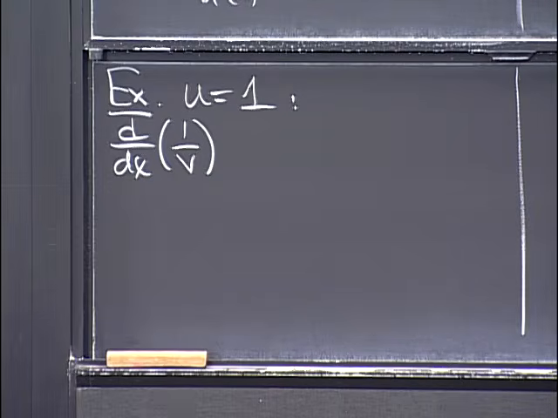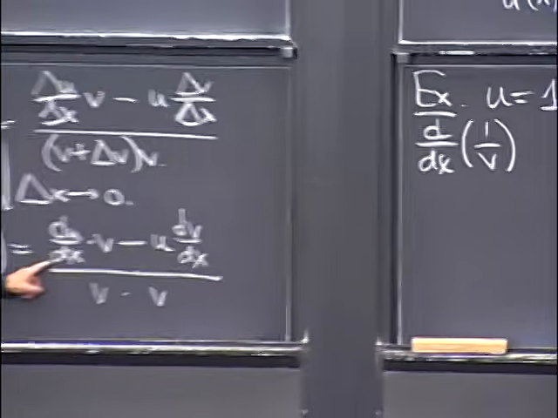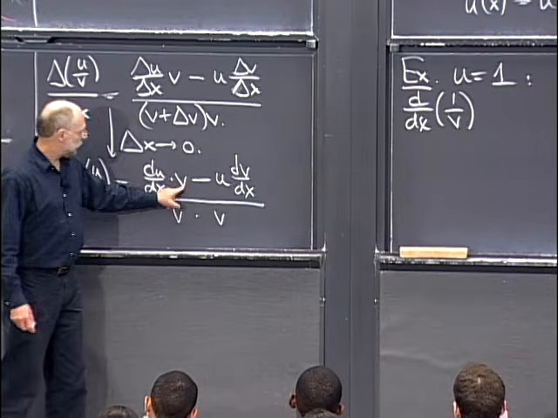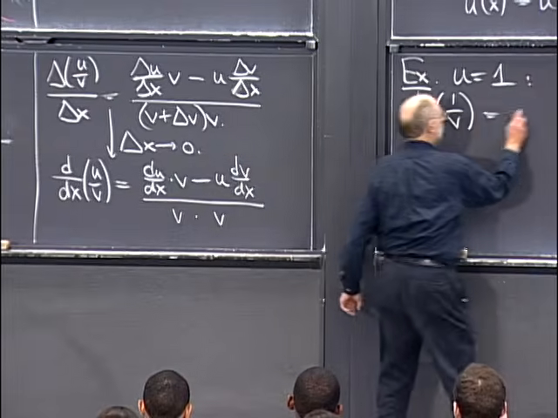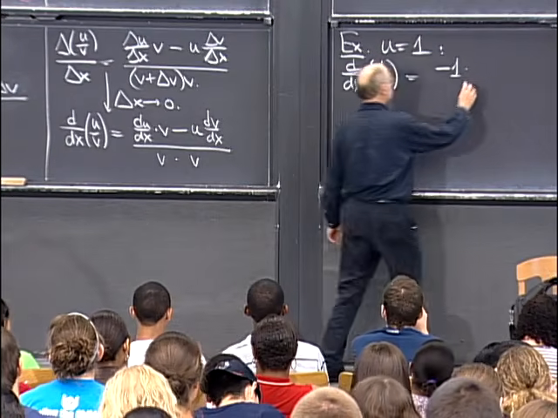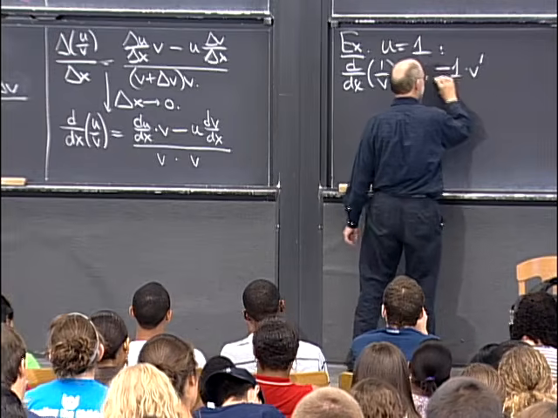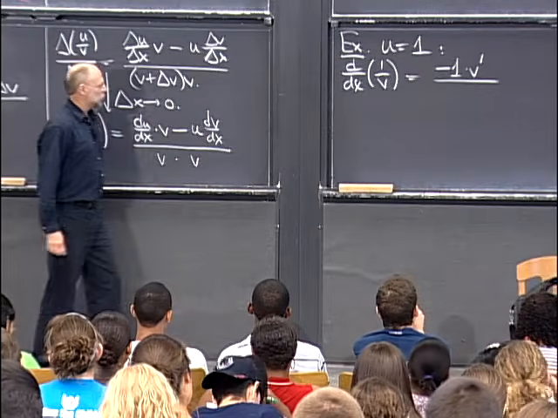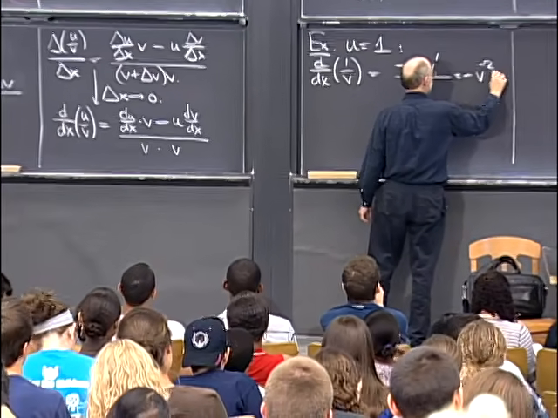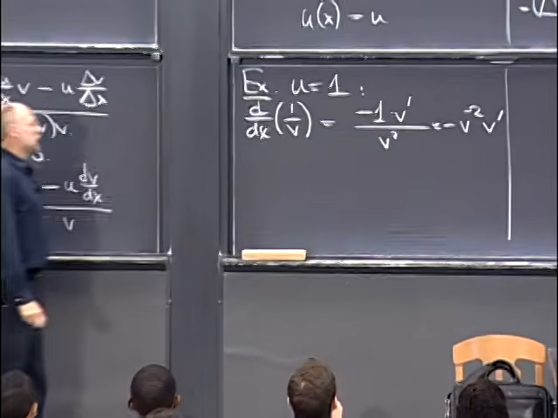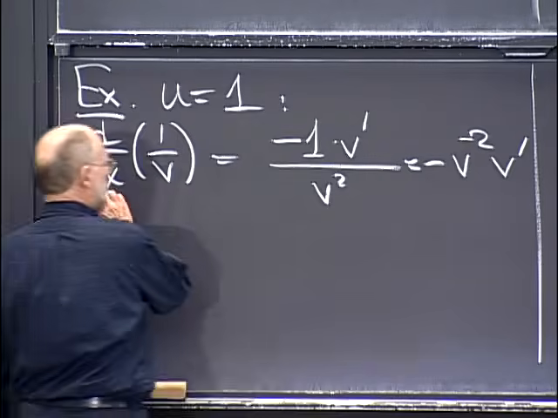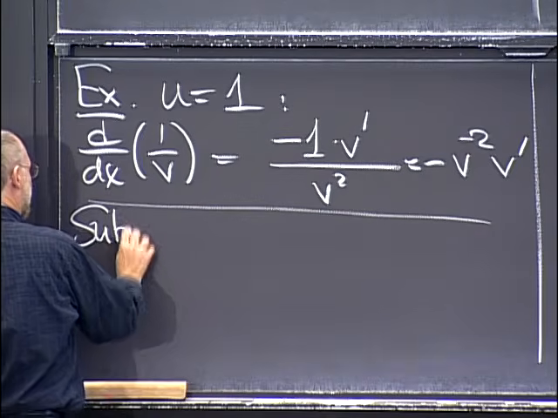Here's a copy of my rule. What's dU/dx in that case? U is a constant, so that term is 0 in this rule. I don't have to worry about this. I get a minus, and then U is 1, and dV/dx, well, V is whatever V is. I'll write dV/dx as V prime. And then I get a V squared in the denominator. So that's the rule. Minus, I could write it as V to the minus 2 times V prime. Minus V prime divided by V squared. That's the derivative of 1 over V. How about an even simpler sub-example of that?